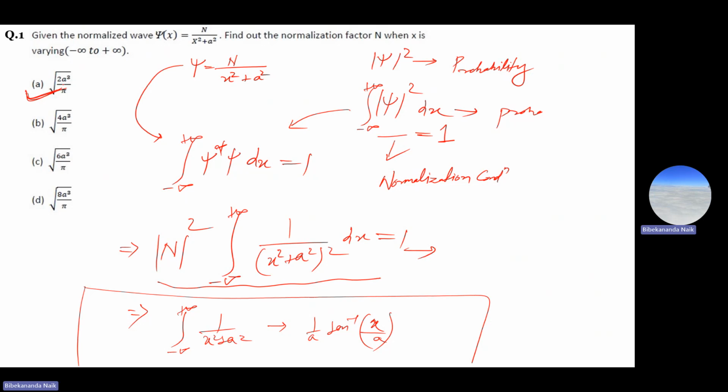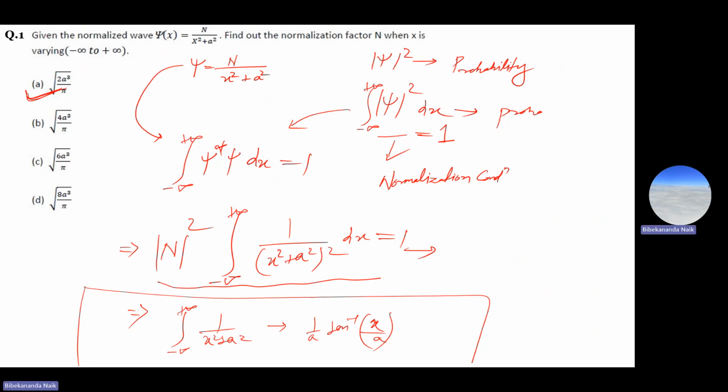So basically what we did in this question, the question was the wave function is given and this is a normalized wave function. So we need to find out the value of n, and the range of x is also given, which is minus infinity to plus infinity. Now the normalization condition is the integration from minus infinity to plus infinity of psi star psi dx equals 1.